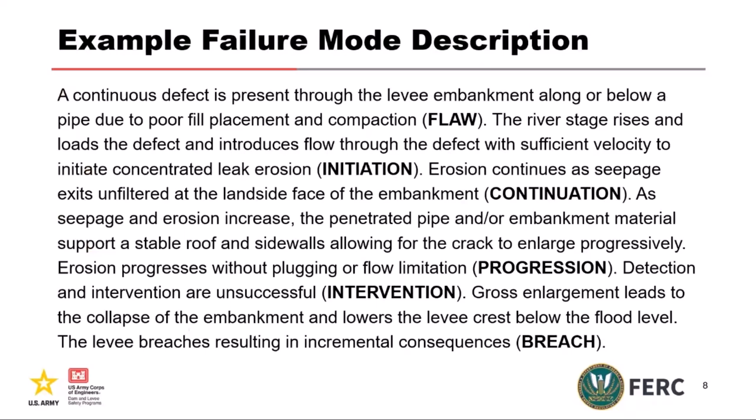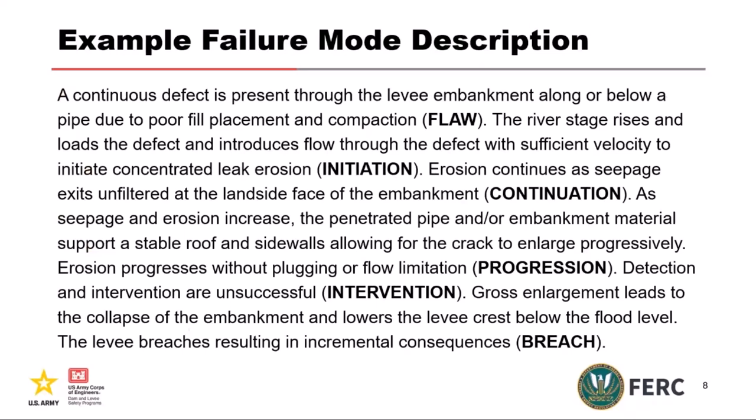because we're going to create an event tree based on the words in this. So in this case, the example failure mode is this: there's a continuous defect present through the levee embankment along or below a pipe due to poor fill placement and compaction. So somewhere in the foundation next to the conduit, there's a flaw, right?